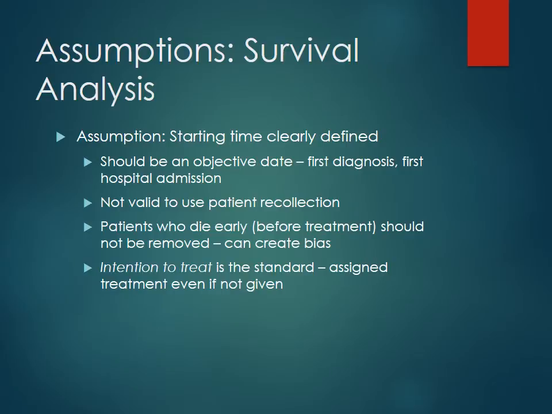And again, patients who die early on, before they even get treatment, should not be removed from the analysis. So this is that intention to treat that I mentioned, where even though they didn't get a chance to start the protocol, they should still be included, because that way you can still limit the amount of bias getting into your results. Okay.